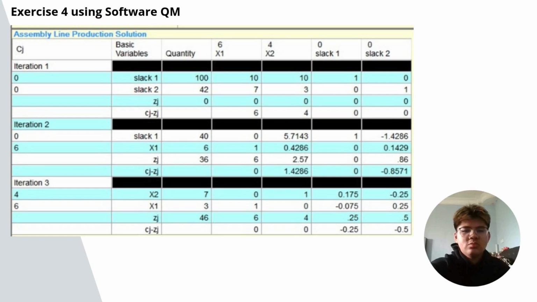To verify our manual calculation, we ran this assembly line production problem through software QM. As you can see from the iterations on the screen, the software matched our steps perfectly. By iteration 3, the Cj minus Zj row has no more positive values and the optimum Z is confirmed as 46.